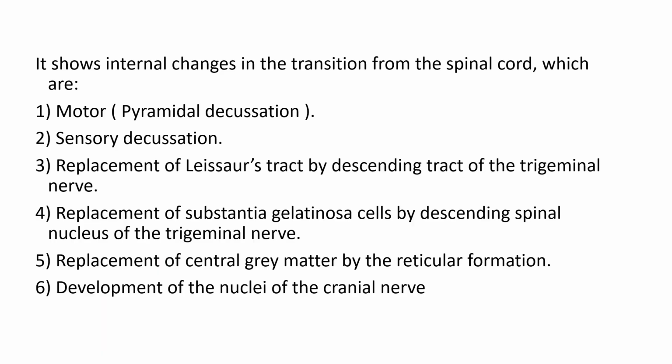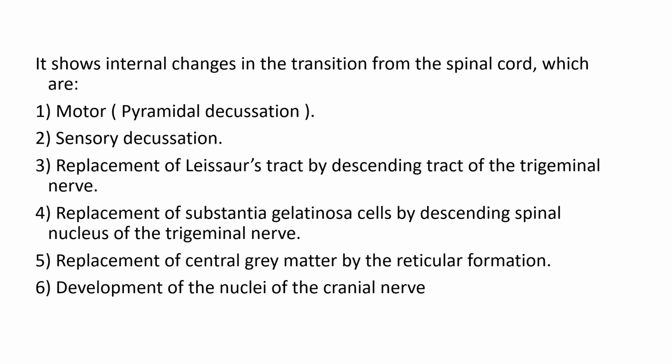What are the features? Here in this diagram on the right side, I show the internal changes in the transition from spinal cord. What are the changes that happened? Number one, motor: there is pyramidal decussation appearing in the medulla oblongata. What other? Sensory decussation, I will see later on in another diagram. This is not present in the cervical segment of spinal cord.